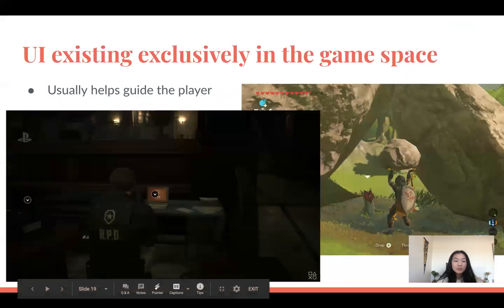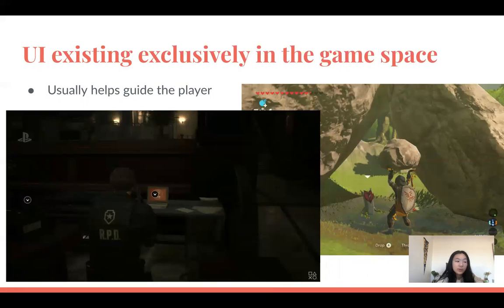Some more examples of UI existing exclusively in the game space are from Breath of the Wild. There's a little arrow over the places that you have to go. And in Resident Evil 2, there's an arrow telling you where and what to interact with. Usually these help to guide the player.